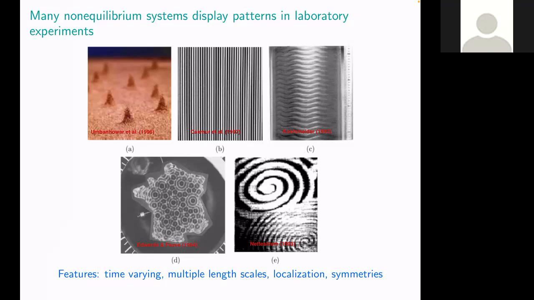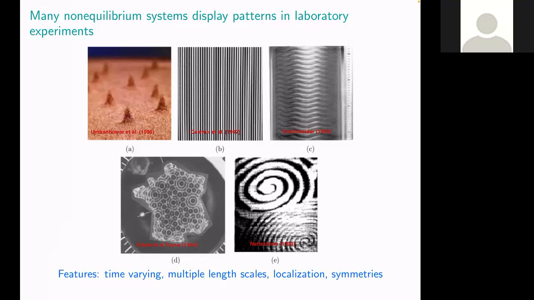Or in the second panel, we see results from convection experiments, and we see rolls. And here it is much more simple. Nothing changes in time. And what we're seeing is differences in temperature fluctuations. And we see that they are very ordered in terms of just stripes. You have a dark line and a white line and so on.